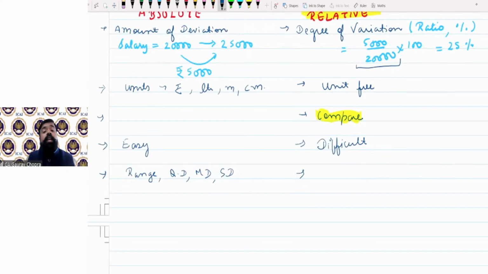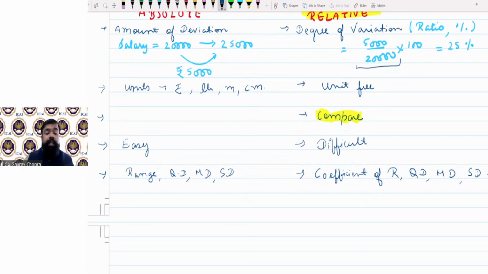Whereas in relative measure, we will calculate coefficients. Coefficient of range, coefficient of quartile deviation, coefficient of mean deviation, and then coefficient of standard deviation. So what is coefficient? Simply in terms of ratio or in terms of percentage. Okay, so that we have to calculate.